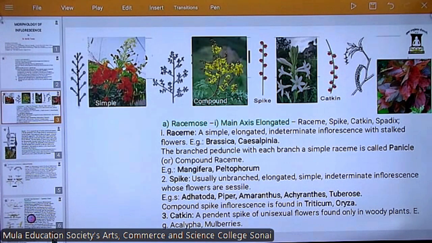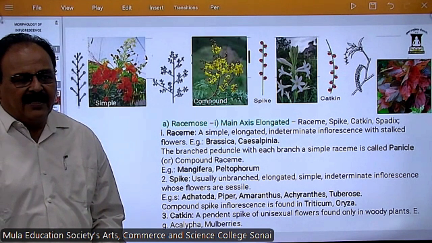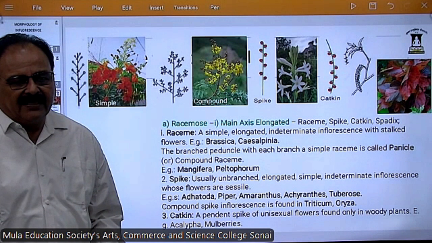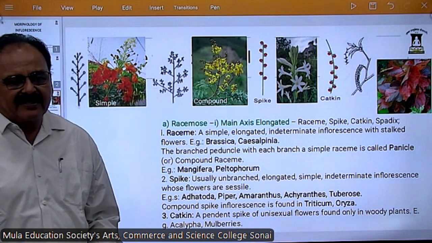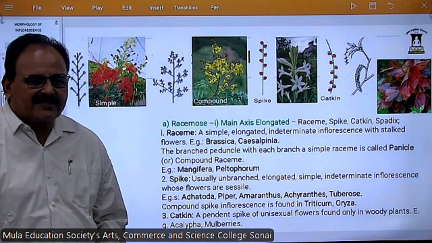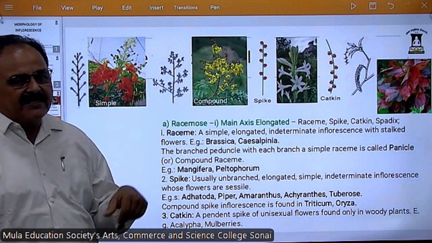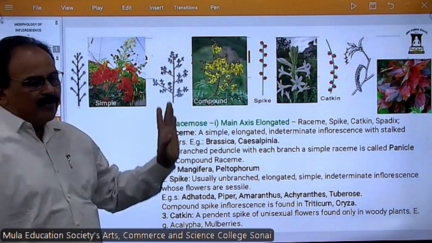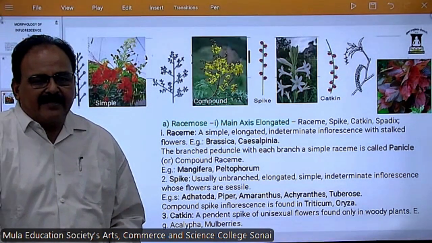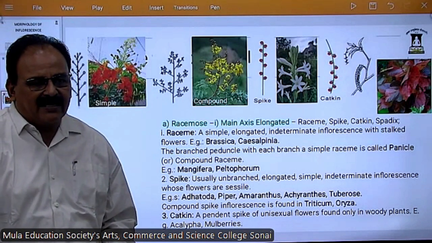Types of inflorescence. First type is racemose inflorescence, in which the main axis is elongated. There are different inflorescences, that is raceme, spike, catkin, and spadix. First inflorescence is raceme: simple raceme and compound raceme. A simple, elongated, indeterminate inflorescence with stalked flowers. Their example is Caesalpinia or Brassica.